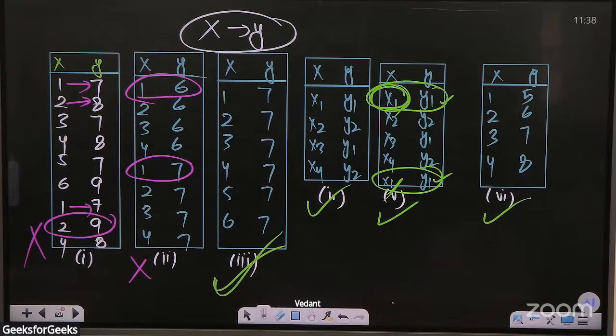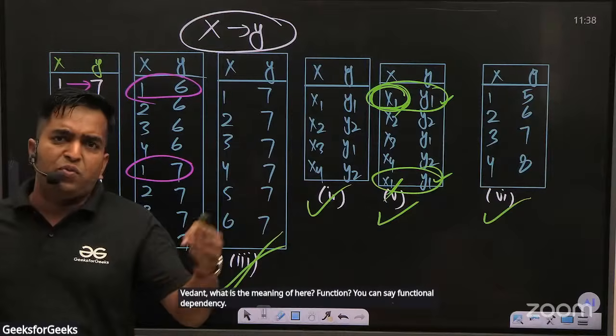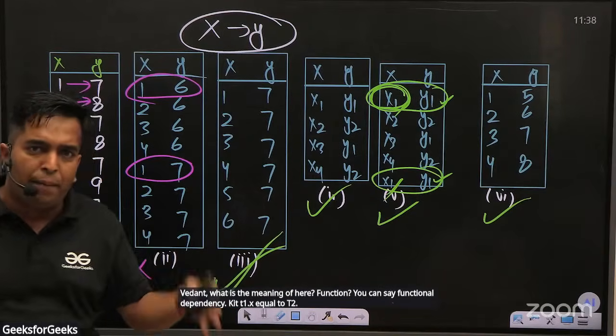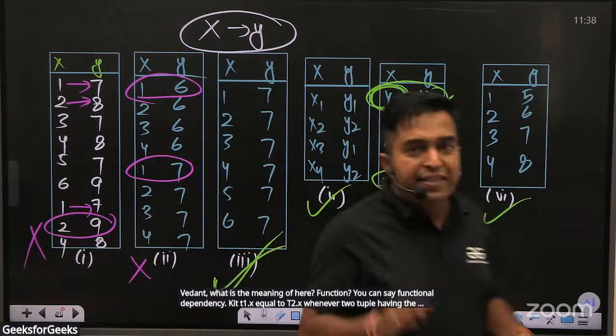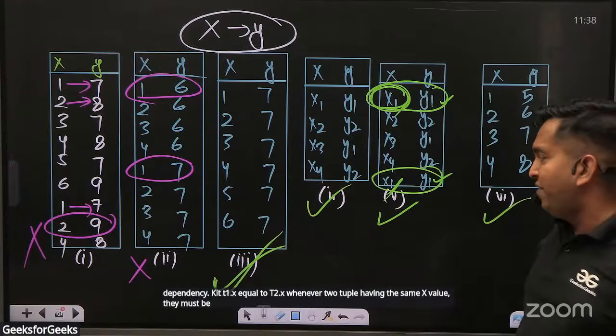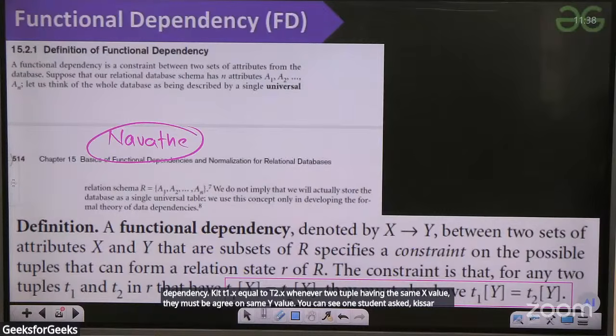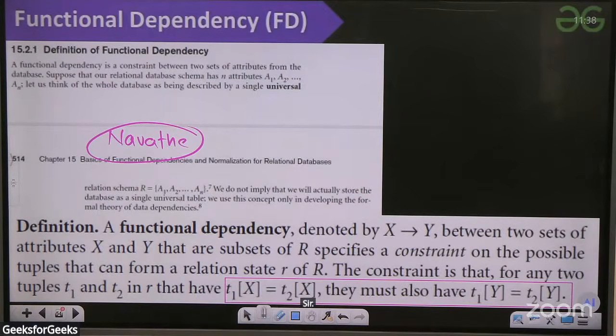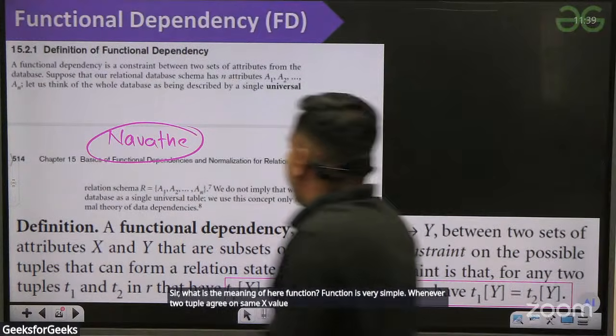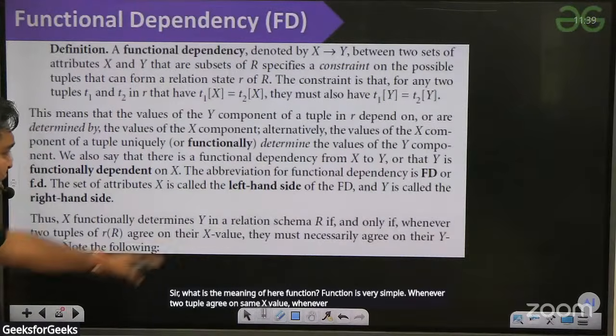Vedant, what is the meaning of "determines" here? You can say functional dependency: t1.x equal to t2.x. Whenever two tuples have the same x value, they must agree on the same y value. One student asked, "Sir, what is the meaning of function here?" It is very simple: whenever two tuples agree on the same x value.